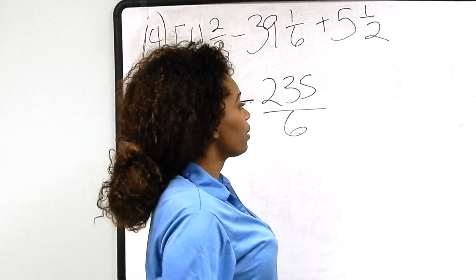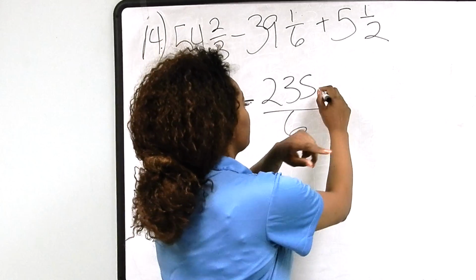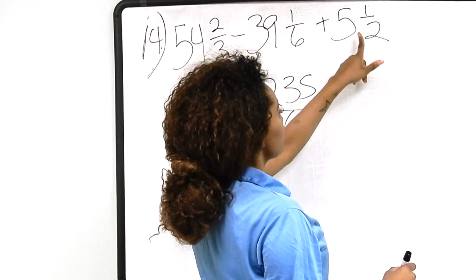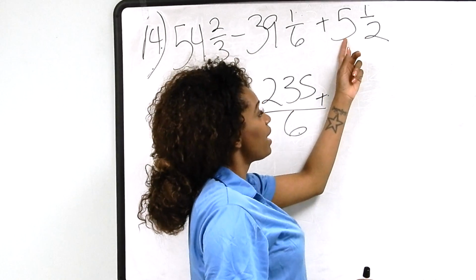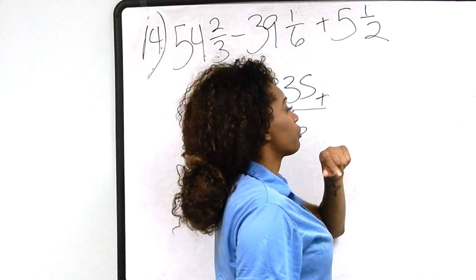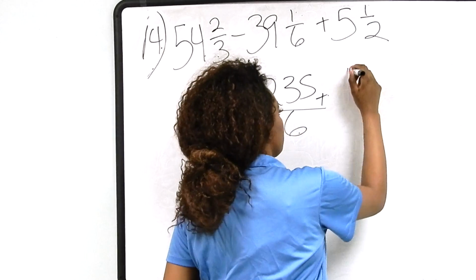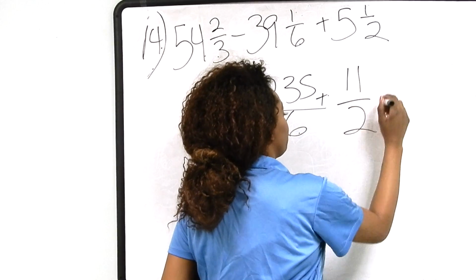And for our last one, we're going to take 2 and multiply it by 5, which will give us 10. We're going to add 1 in the numerator. So that becomes 11 all over 2.